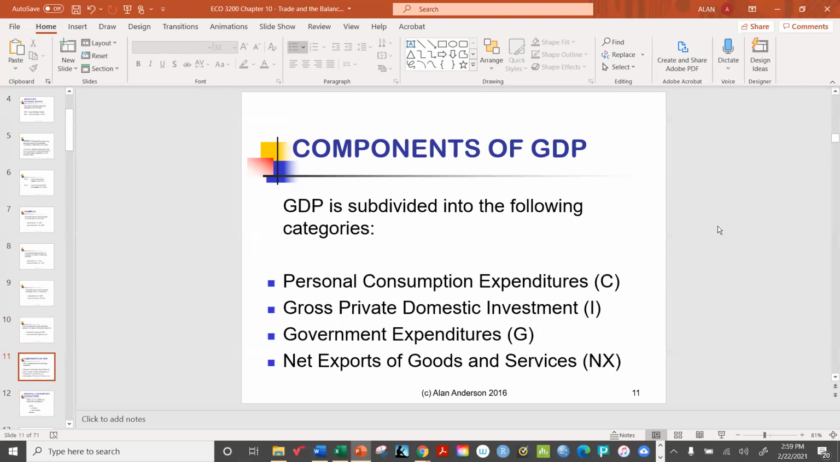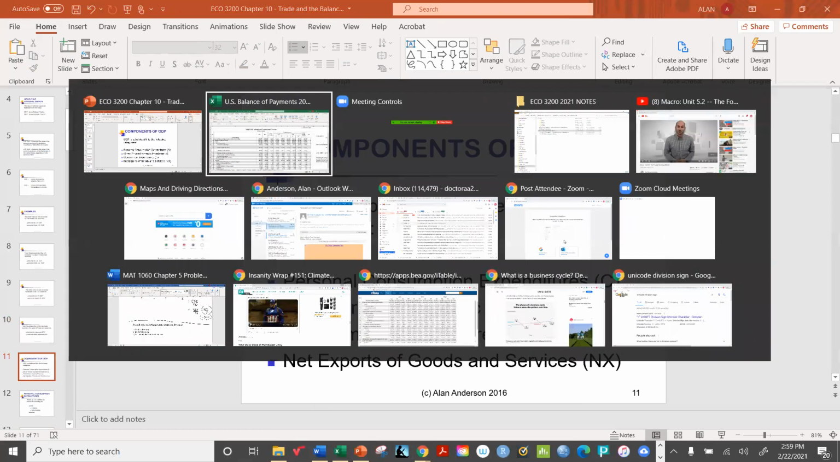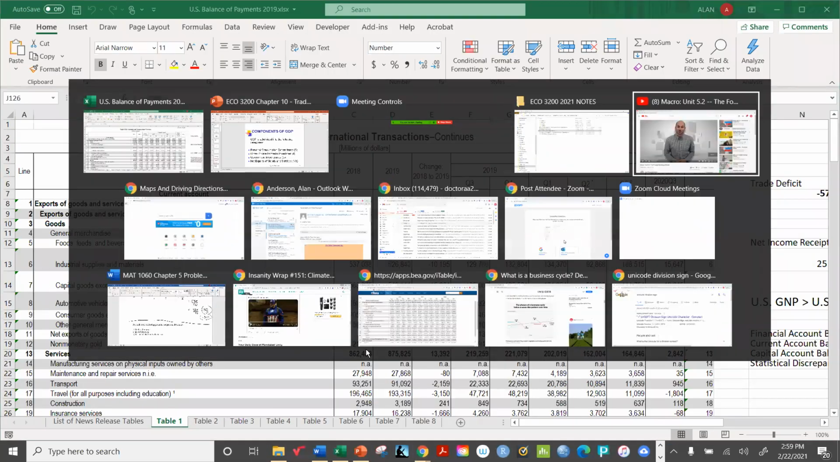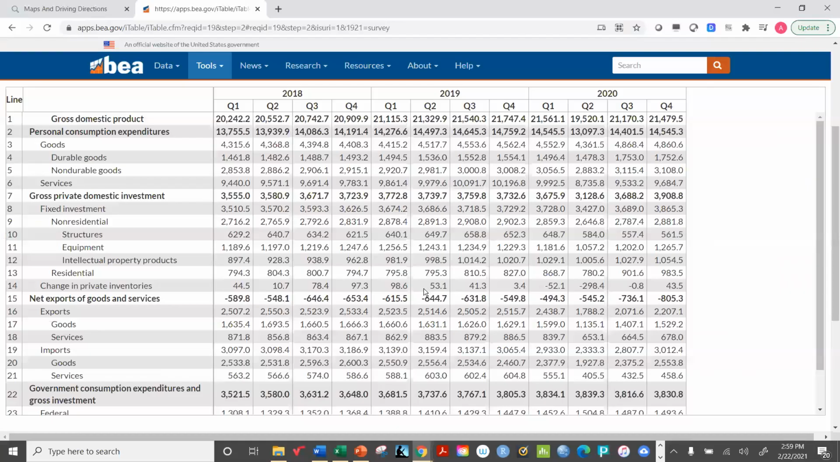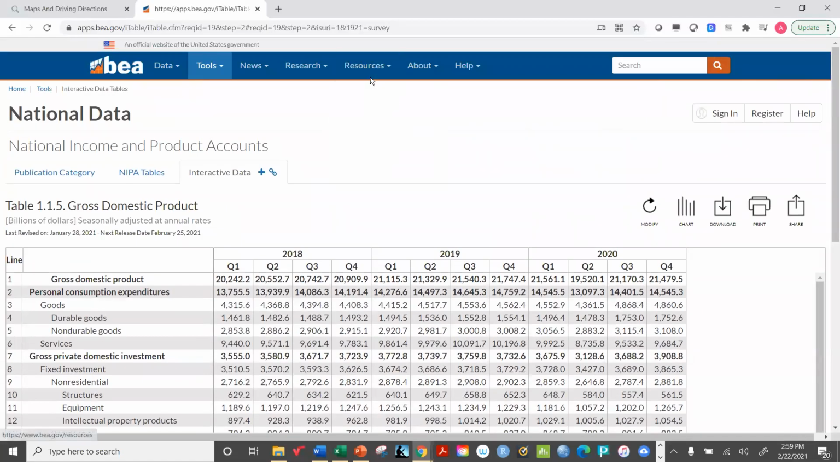We also saw that GDP itself can be broken up into the following components. And we see that we have personal consumption expenditures, which, by the way, in one of my other classes, I stumbled onto this website, and I'd like you to have this link so you can see what our GDP looks like. Let me just quickly put this link in the chat room, just to get a sense of the size of these numbers for the United States.